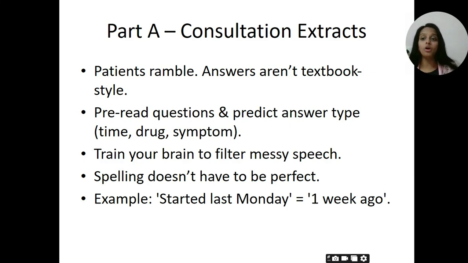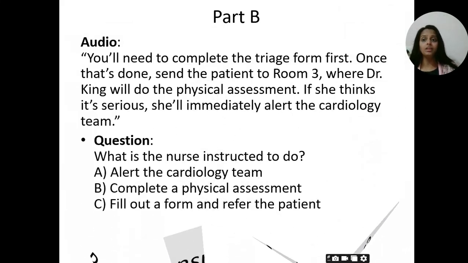Now let's move on to our part B. Let's talk about the middle child of the listening test, part B. You get six short audios. Each one is around 30 to 45 seconds long. One speaker, one multiple choice question with three options. Sounds simple, right? No, that's the trap.